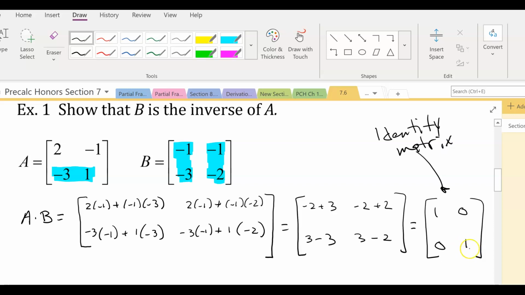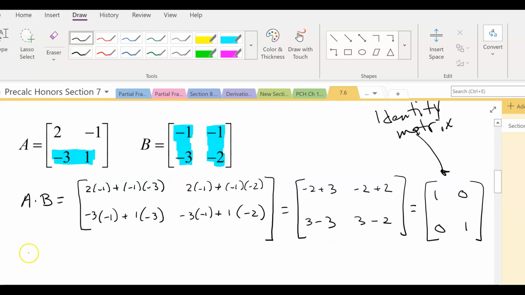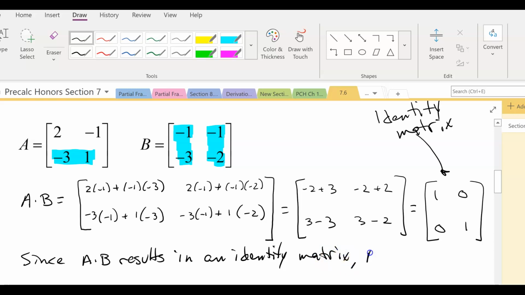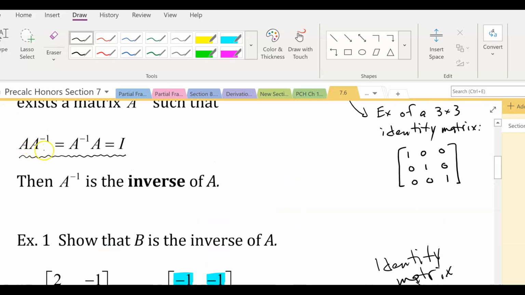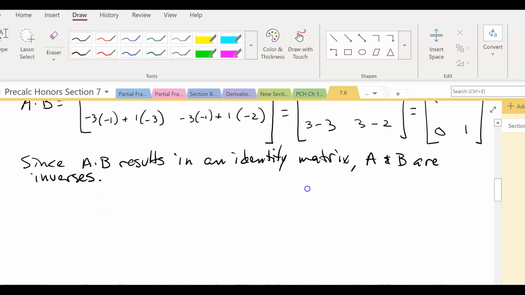Since I got the identity matrix when I multiplied A times B, A and B are inverses. Again, keep in mind that A times A inverse is going to be the same as A inverse times A. Alright, moving on.